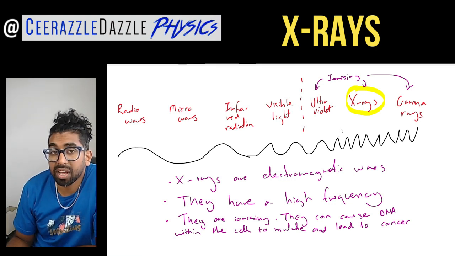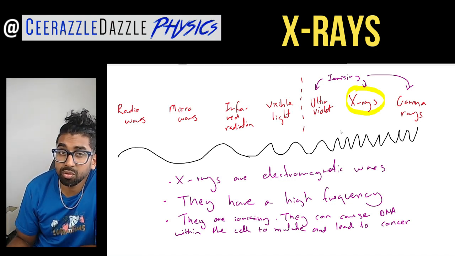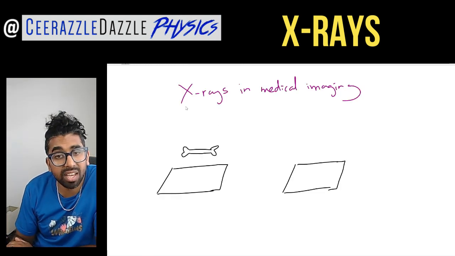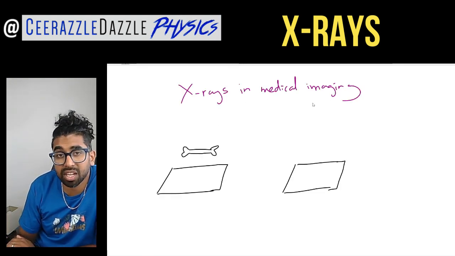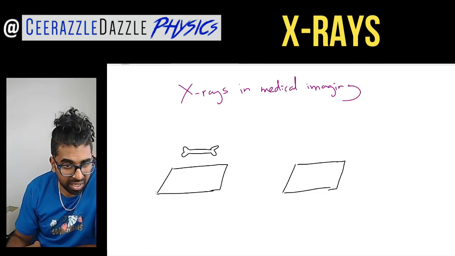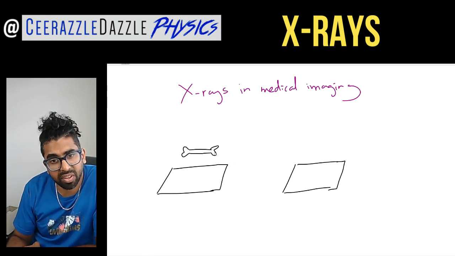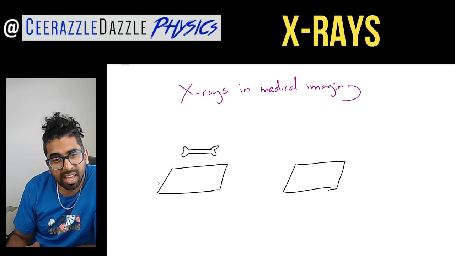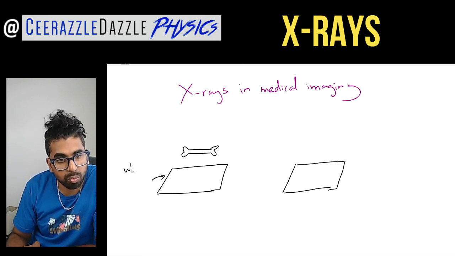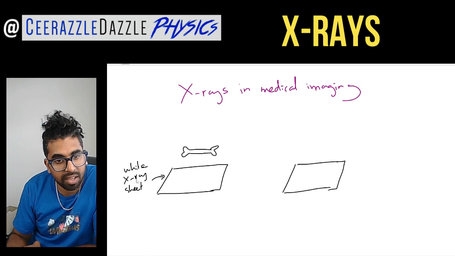Okay, so what about a use of X-rays? Well, they are used in medical imaging. How are they actually used? Well, this is my very basic description of how X-rays work. Let's say I've got a bone over here, and right now it's a white sheet. So this is a white X-ray sheet over here.